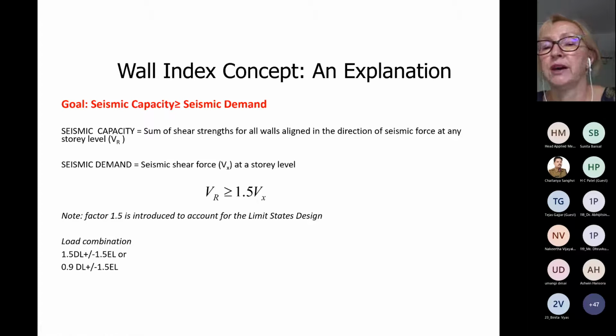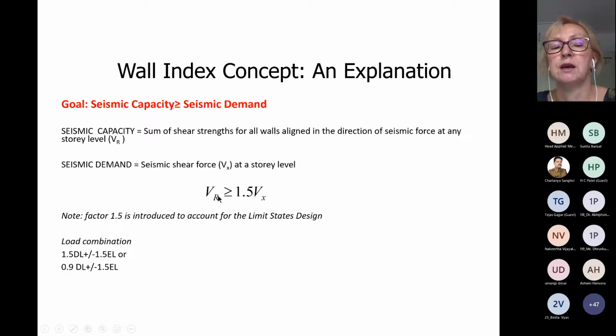Well, that is a load factor. You remember we talked about the load factor of dead load plus earthquake, which is 1.5 dead load, or 0.9 dead load plus 1.5 earthquake load. So in both cases, we are talking about the ultimate situation.